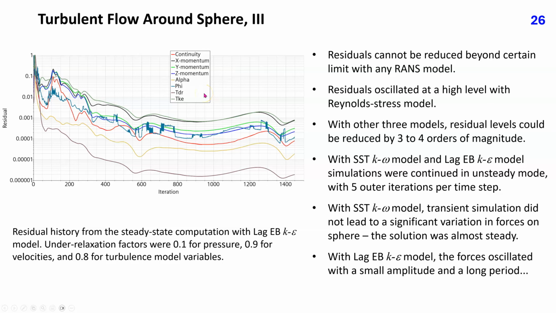With the other 3 models, residual levels could be reduced by 3 to 4 orders of magnitude, but not more. Oscillation of residuals at a low level can be tolerated if it is certain that quantities of interest are not changing significantly with iterations. With SST K-omega model and Lien EB K-epsilon model, simulations were also continued in unsteady mode, with 5 inner iterations per time step. With SST K-omega model, transient simulation did not lead to a significant variation in forces on the sphere. The solution was almost steady. With Lien EB K-epsilon model, the forces oscillated with a small amplitude and a long period.